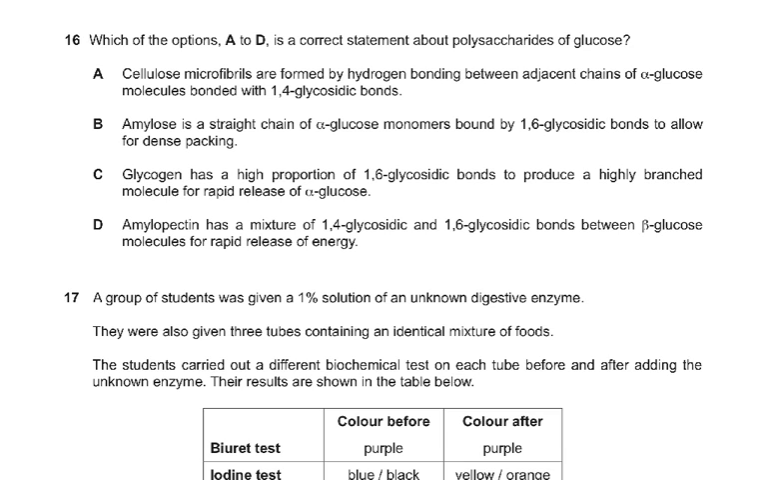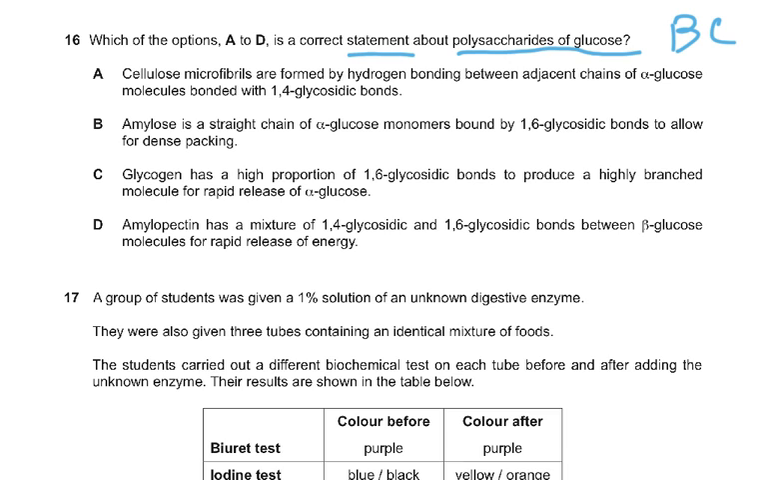Then which of the options A to D is the correct statement about polysaccharides of glucose? A. Cellulose microfibrils are formed by hydrogen bonding between adjacent chains of alpha glucose molecules bonded with 1,4-glycosidic bonds. Now you know cellulose does not have alpha, it has beta. I told you to remember it like BC, before Christ. So beta is cellulose. Amylose is a straight chain of alpha glucose monomers bonded by 1,6-glycosidic bonds to allow for dense packing. Now that is wrong because amylose has 1,4-glycosidic bonds.